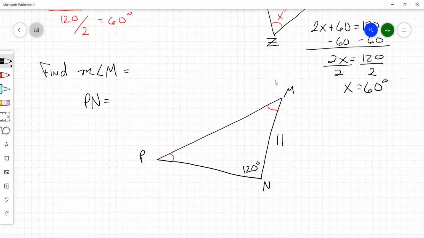So you've got a triangle with two congruent angles, right? What do you know about a triangle with two congruent angles? Good. The sides opposite of those angles are also congruent. So what's Pn equal to? Pn is equal to 11.